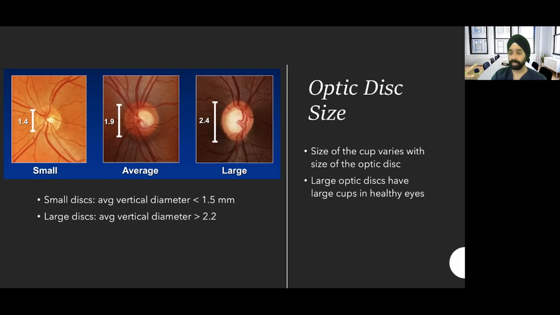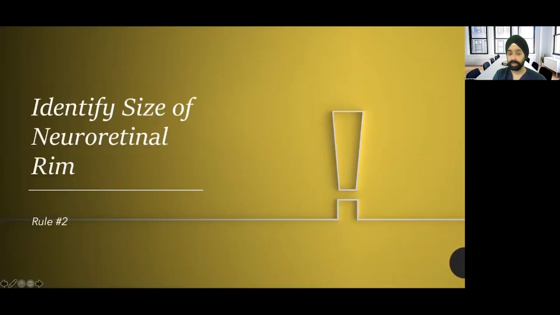So if I see a large nerve like a 2.5 millimeter nerve, and I see a nice sharp cup like that, a lot of times it's physiologic. I don't worry quite as much as with a smaller nerve with a larger cup.